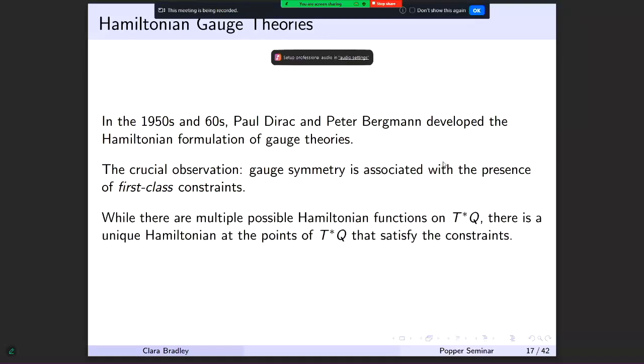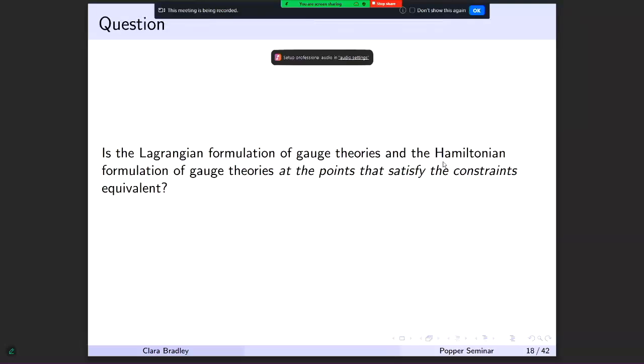And importantly, what they showed is that while there are multiple possible Hamiltonian functions on this cotangent space, there is a unique Hamiltonian at the points of this space that satisfy all of these constraints. So there's in fact a well-defined way to give a Hamiltonian theory intrinsically in terms of just the points that satisfy these constraints that we have. Okay. So now our question in more precise terms is: are the Lagrangian formulation of gauge theories and the Hamiltonian formulation equivalent at those points where the Hamiltonian one is defined, at those points that satisfy these constraints?